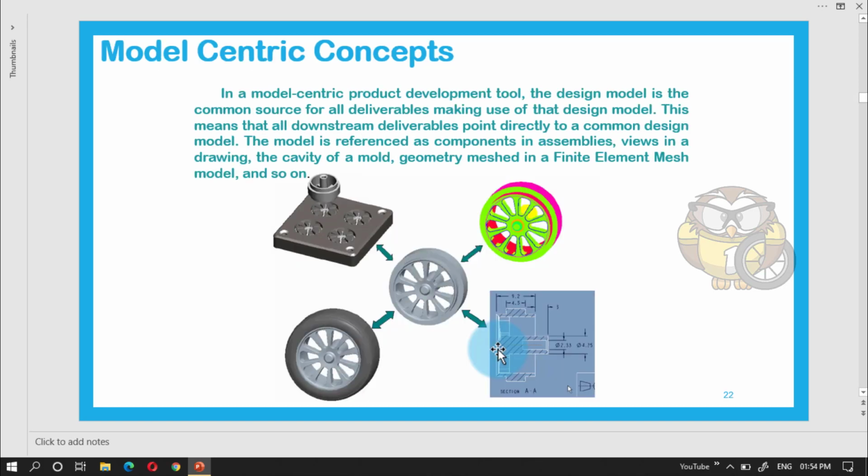Next we will discuss the model centric concept. See, this is the part model, this is drafting, this one is assembly, this one is mold making, and this one is the FEA analysis method. You do not need to draw a separate part every time. Using the single part, we are able to develop the drafting. The same part we use for assembly, for mold making, and for FEA analysis work. We are using the single part for multiple purposes.